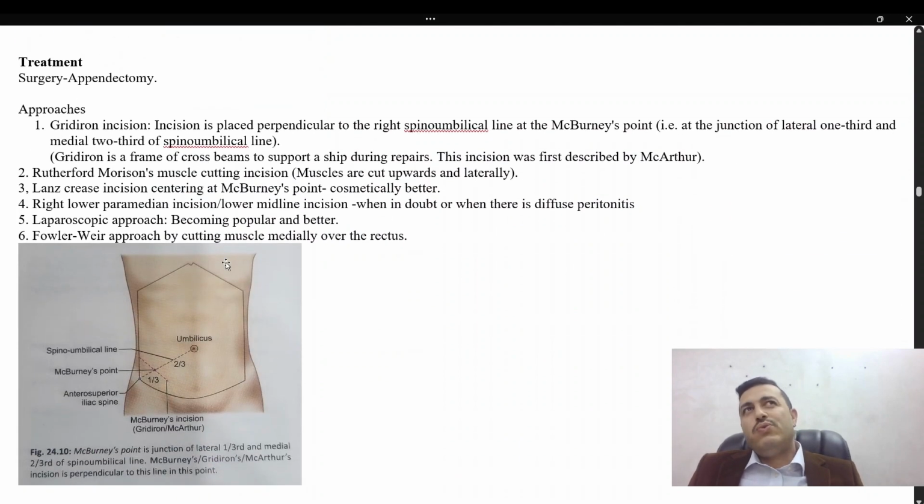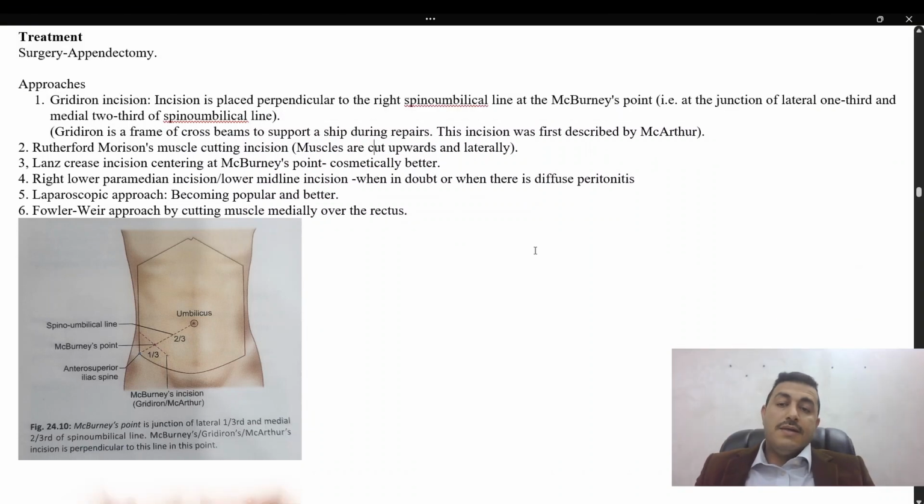Treatment. Now we will talk a little bit, because this is a classic surgery, about the operative technique for appendicitis. Yes, it's not that simple. Many questions appear here. When to do appendectomy?